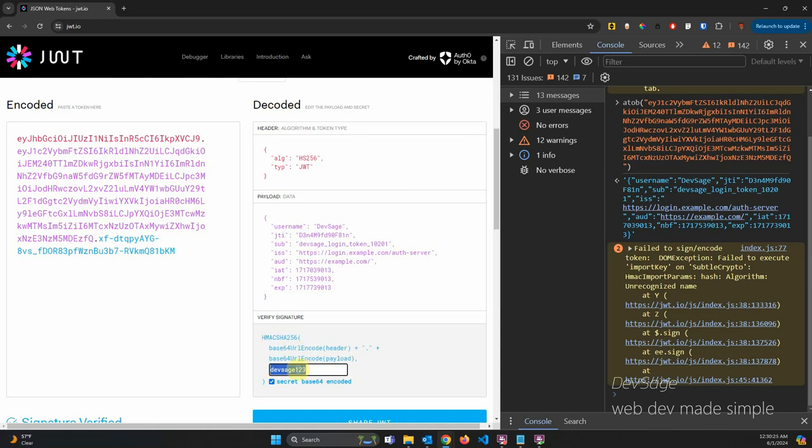In this case, my secret is DevSage123, but if I were to change it a little bit, you would notice that my signature changes with it. So this is an additional way to get a unique signature based off of a particular header payload combination. But where this secret really comes into play is when it comes to verifying the validity of a JWT, to verify that it hadn't been tampered with since it was issued.